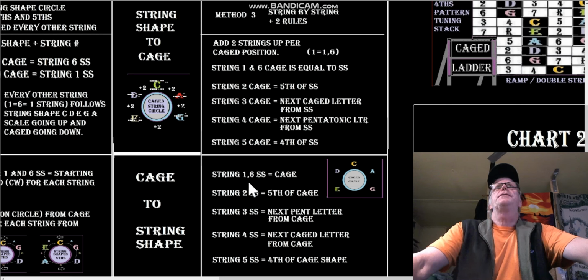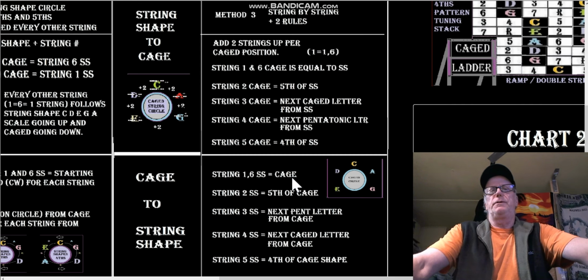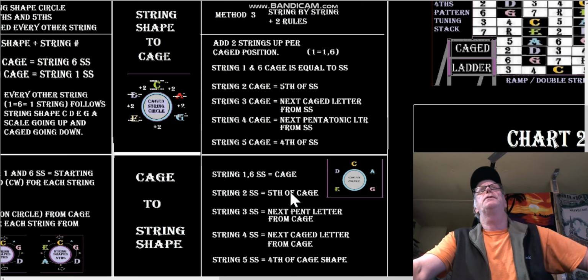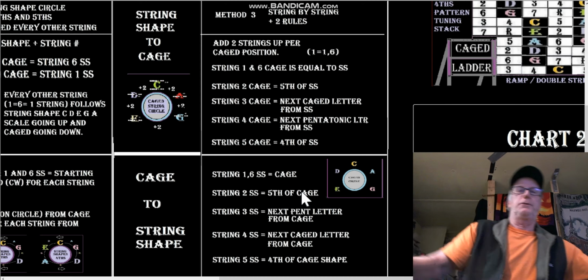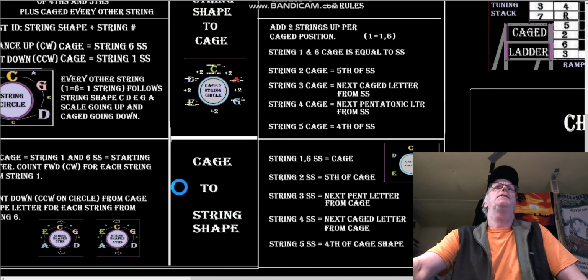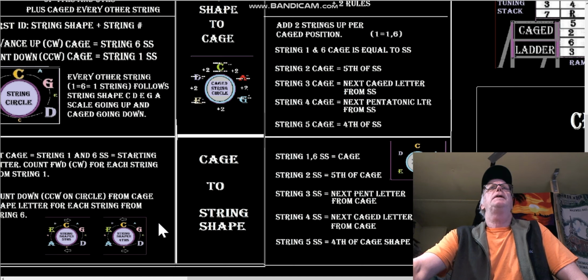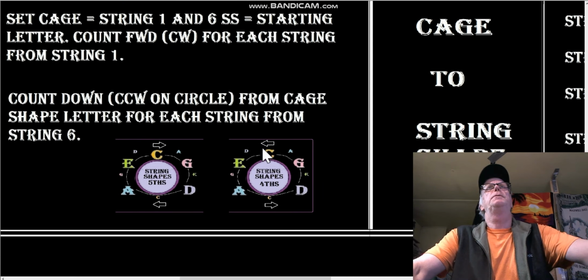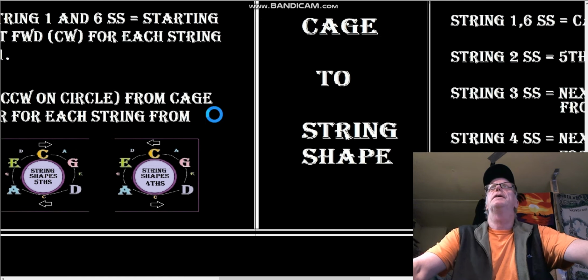So here's what it says. String 1 and 6 is the cage. If we're on 3, 4, 5 on either string, that's the cage. String 2 is the 5th of the cage. As we go up and around the circle of 5ths, if we're on the C shape here, string 2 is going to be the 5th of the cage, which is G. G is the 5th of C.